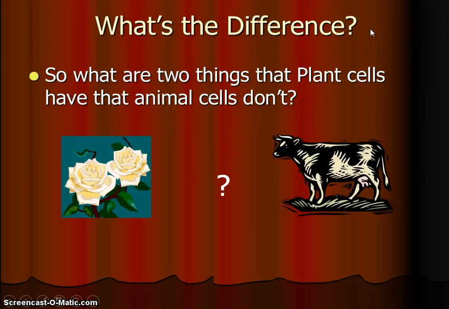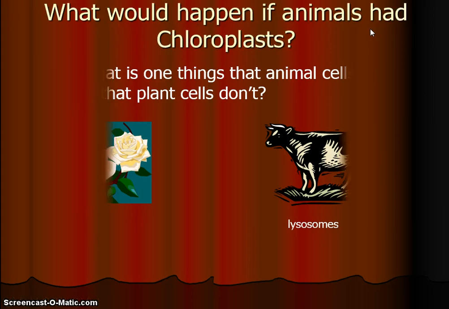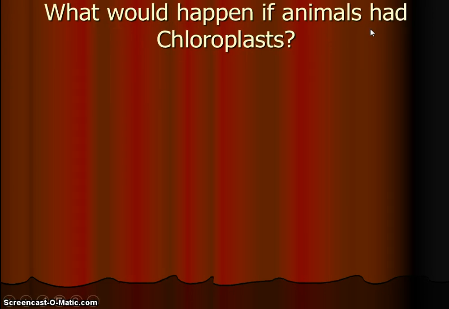So what's the difference between plant cells and animal cells? What do plant cells have that animal cells don't? Plant cells have chloroplast and cell walls. Animal cells have lysosomes. So if we had an animal that had a chloroplast, what would it look like? It would be green.